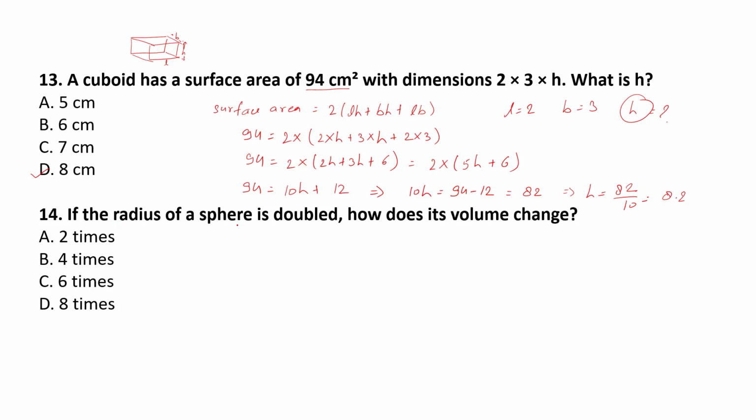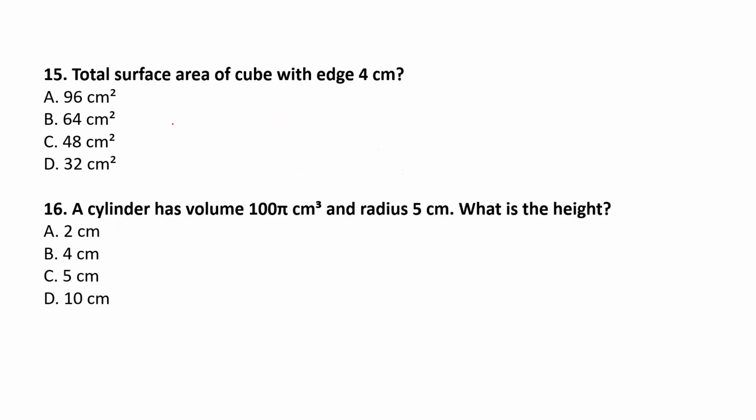If the radius of a sphere is doubled, how does its volume change? We have already solved such a problem. So write down the volume formula, and change R by 2R. That is how you have to solve it. Next is total surface area of a cube with edge 4. So A is given, 4 centimeter. You have to compute total surface area. Just use the formula for total surface area of a cube. So go back and check the formula, plug in everything.